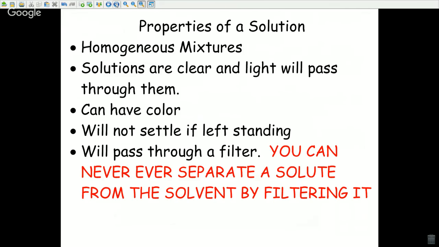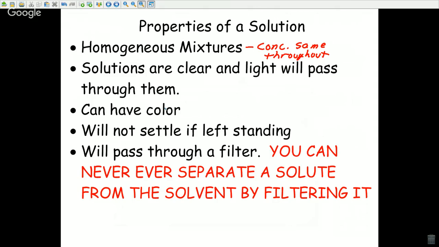Properties of a solution: they're homogeneous mixtures, meaning that the concentration is the same throughout. Solutions are clear and light will pass through them, so you can test by shining a flashlight through it. They can be colored, like when you add food coloring to water, and it will not settle if left standing, which means if you let it sit for a while, you're not going to get crystals falling to the bottom unless water is evaporating out.